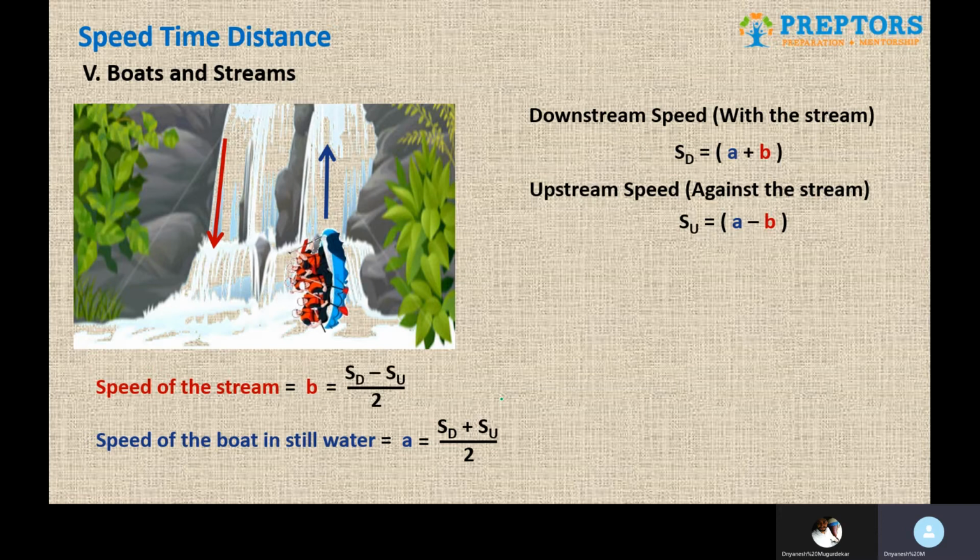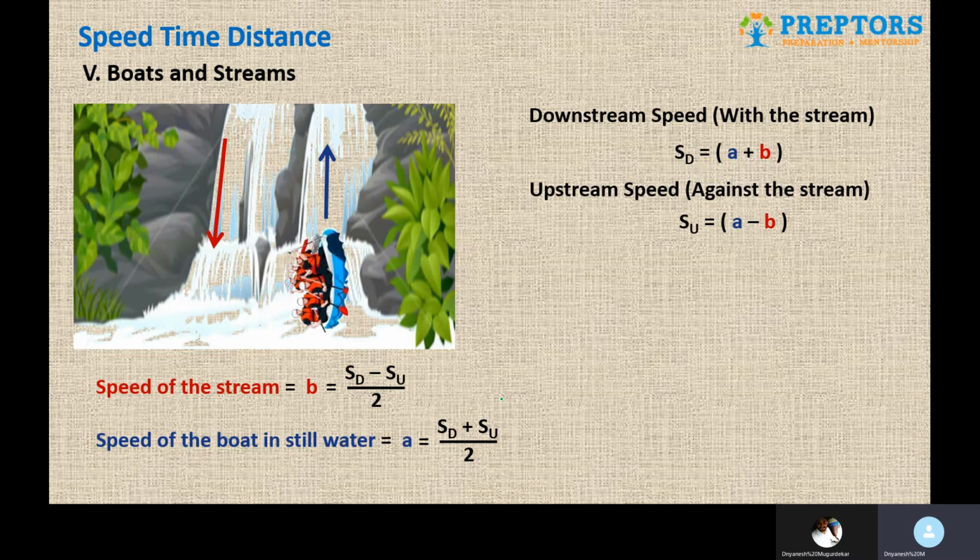So you should remember these things also, because you never know which type of data you will have with you for solving the question. So A in terms of upstream and downstream is addition of both divided by 2. B in terms of upstream and downstream is subtraction of both divided by 2. So this is both sense streams for you.